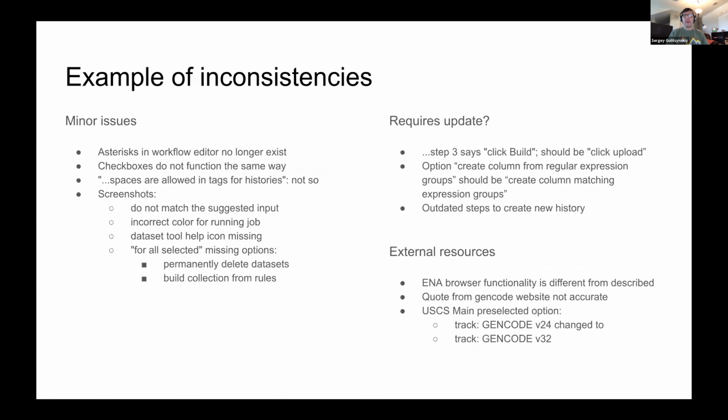So here are some examples of the inconsistencies. On the left, there are minor issues which really don't, in my opinion, require any intervention. On the right, they might. So minor issues, discrepancies in UI, asterisks in workflow editor no longer exists. Some checkboxes don't look or don't function the same way. In one place, the tutorial mentioned although spaces are allowed in tags for histories, it is not advisable, etc., etc. In fact, that is not so.